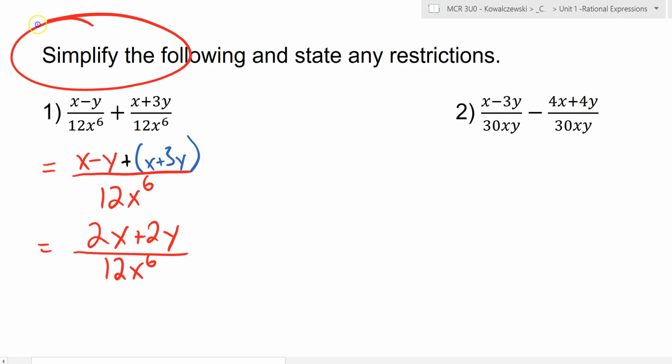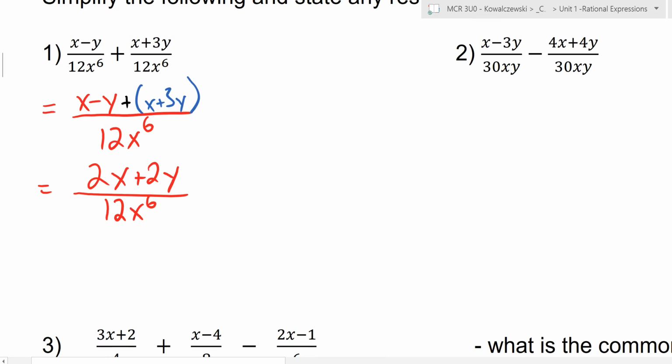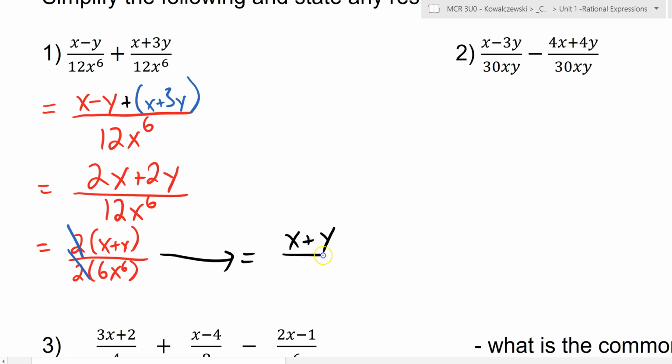Now, our questions are always going to say simplify. We want to simplify our final answers as much as possible. Just like our very first lesson on rational expressions, I'm going to see if I can reduce this. It looks like I can factor out a 2 from the numerator, and I'm left with x plus y. I can also factor a 2 out of the denominator, 6x to the power 6. Because those are common factors, they will cancel out. So that will give me an answer of x plus y over 6x to the power 6.